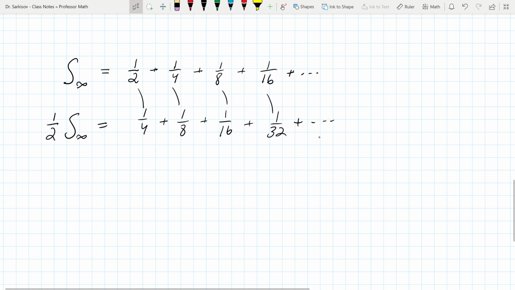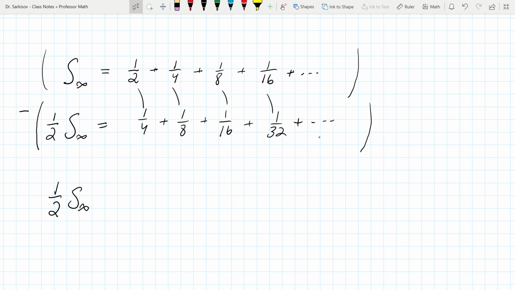So what happens when I subtract? What if I subtract this equation from that equation? The top one minus the bottom one. What's S infinity minus 1/2 S infinity? Well, something minus half of itself is just half of itself. 1/2 the sum that we're talking about is equal to, now look, here's a half, right? And then what is a fourth minus a fourth? Yeah, that's 0, right?